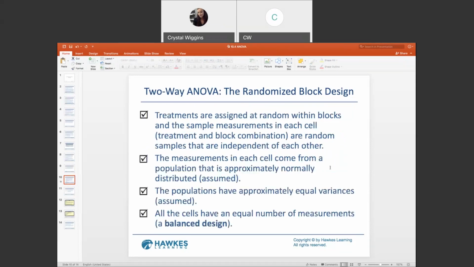Okay, so the assumptions that we either know or are assuming is that the treatments are assigned at random within blocks, and the sample measurements in each cell, treatment and block combination, are random samples that are independent of each other. Okay, so the blocks are independent of each other, but they're a dependent setup.